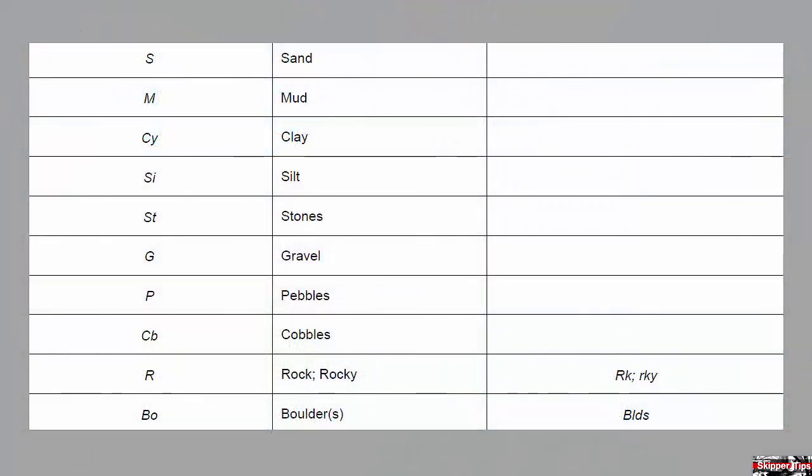This illustration from chart number 1 shows some of the most common seabed types, including sand, mud, clay, silt, stones, gravel, pebbles, cobbles, rock or rocky, and boulders. Notice that the abbreviation for the seabed type begins with a capital letter.